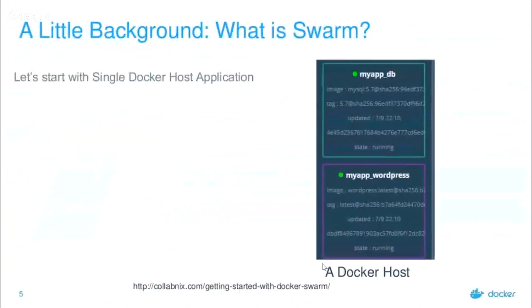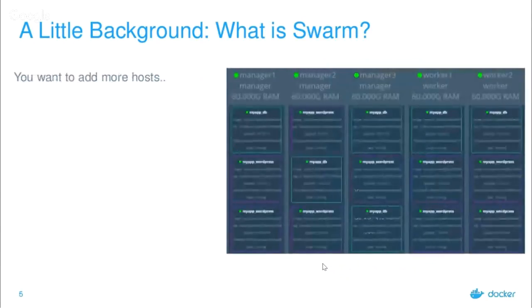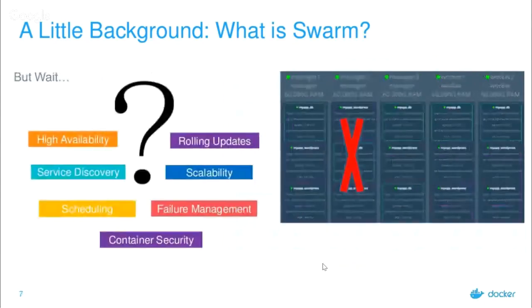Let me start with a little background. Say you started using containers in your infrastructure and you are building a Docker host, running a single Docker host application with a number of containers on it. If you are hosting a web application, you get more hits and you now need to scale out your application across a number of nodes, so you start adding more host machines. At this point, you might have seen that there are a lot of different aspects to be taken care of.